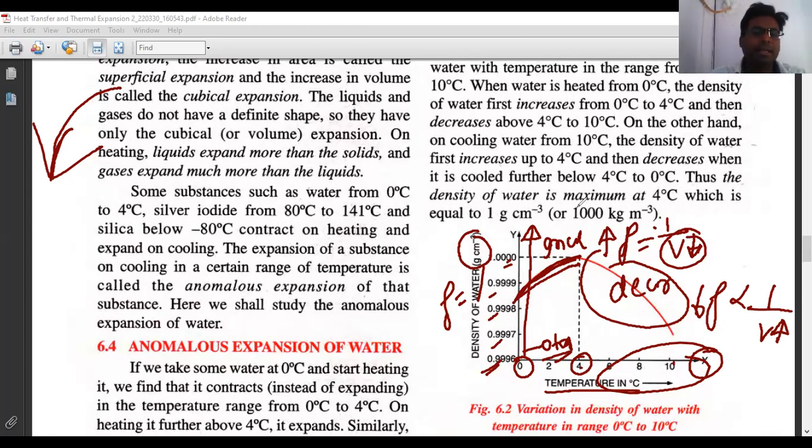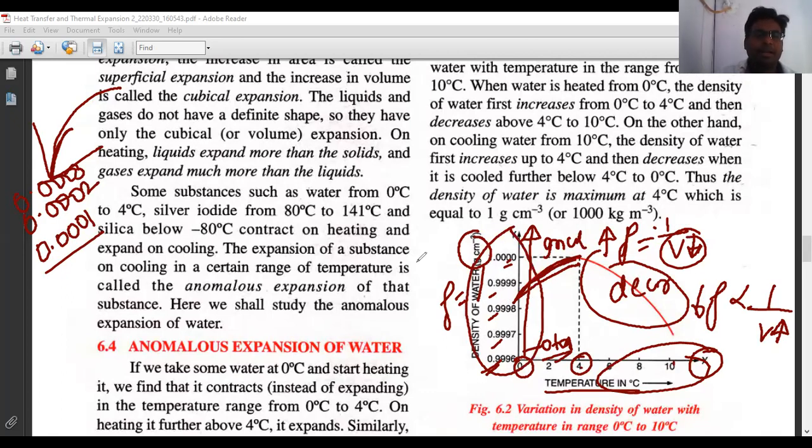Because it is increasing by 0.001 now, it increases by only 0.001. So the next will be 0.002, and the next will be 0.003, right? This is the density, how it is increasing when we are increasing the temperature, right?